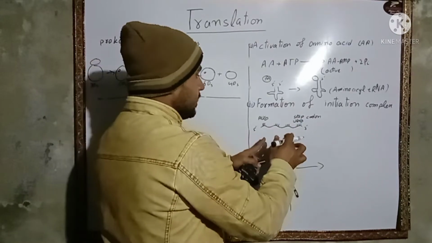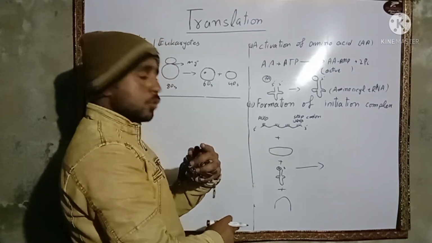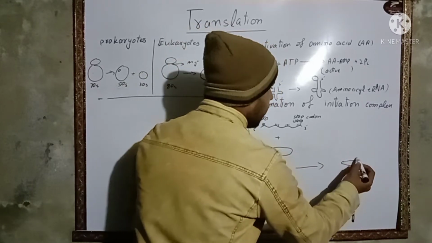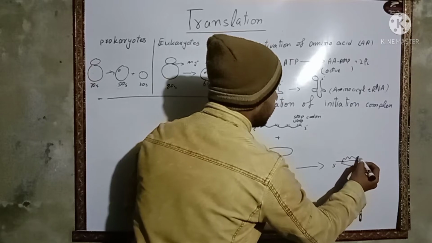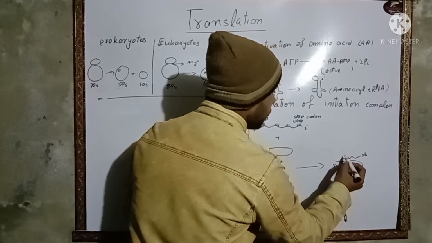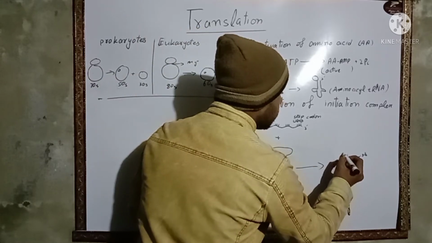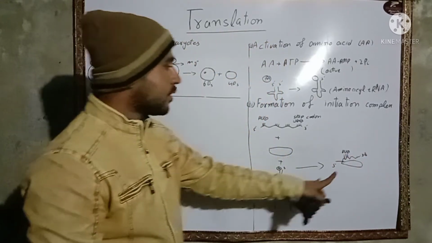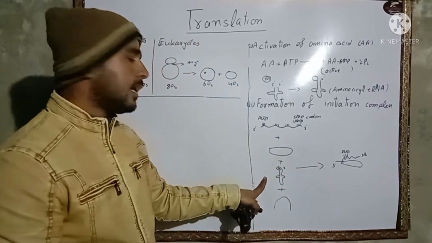Okay, messenger RNA attaches to the small part of the ribosome at the 5 prime end. Like this. This is the small part of the ribosome, and this is the messenger RNA attached to it at the 5 prime end, and this is the 3 prime end. Here will be the sequence of the first codon, that is adenine, uracil, and guanine.